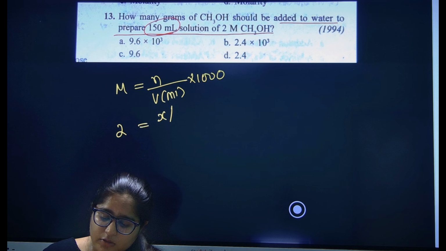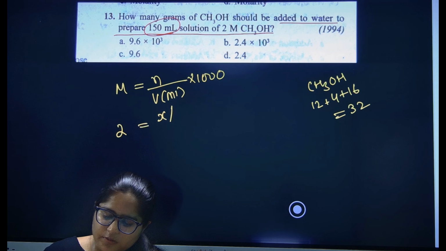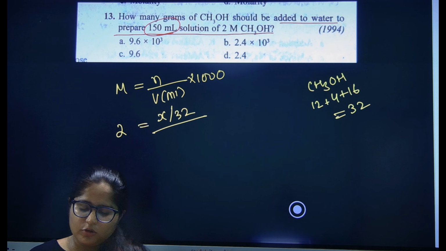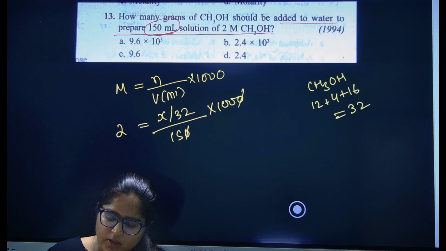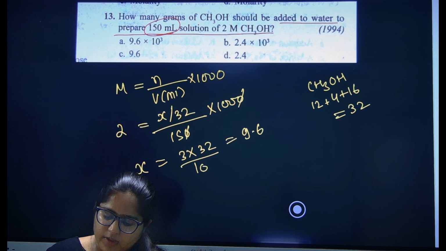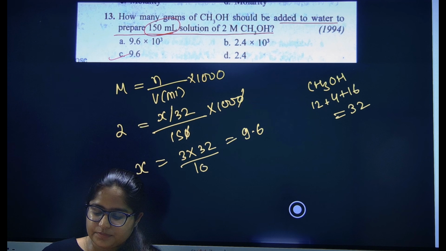X by molar mass of CH3OH. Molar mass of CH3OH: carbon 12, 3 into 1 is 3 hydrogen, and 16, so 32. So we have 32 divided by volume. Volume is 150 into 1000, the 0 is gone. So from here X will be equal to 3 into 32 by 10, so we get 9.6 gram. So 9.6 gram is the right answer. Done.